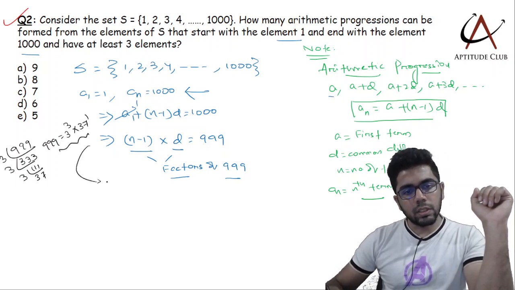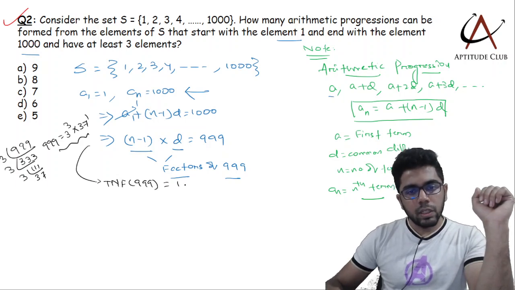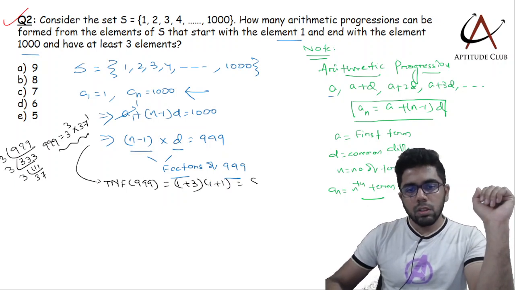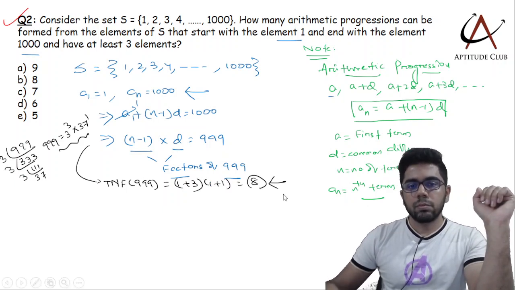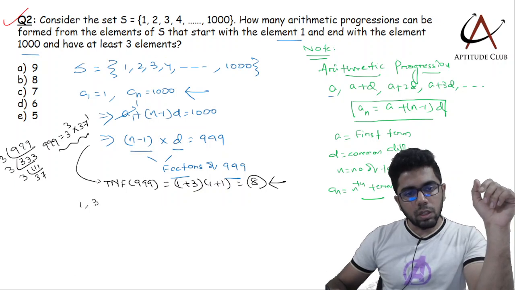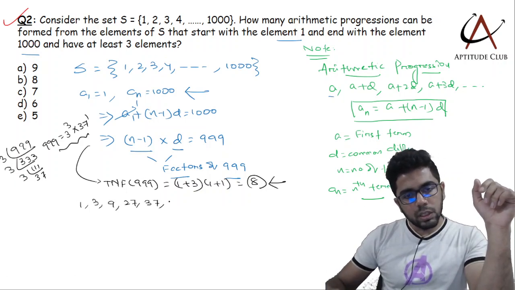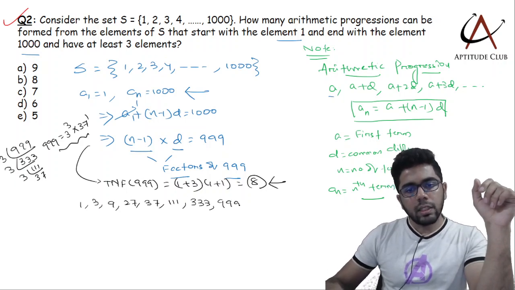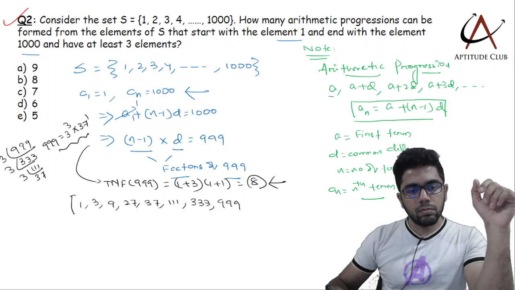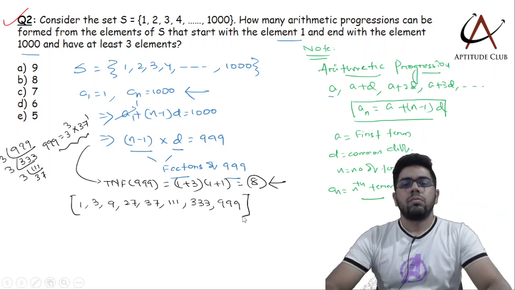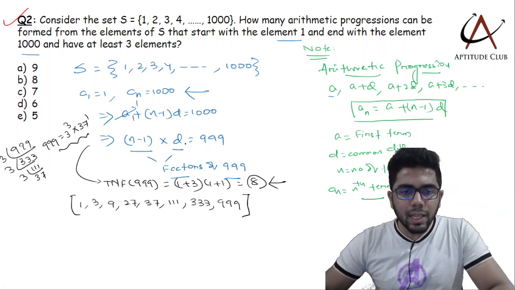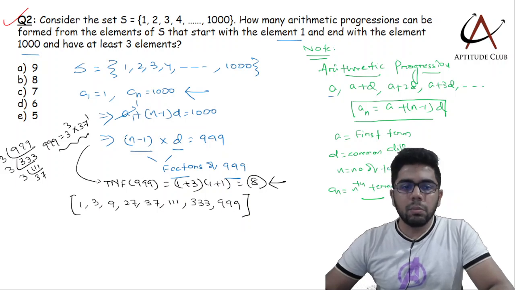So how many factors will it have? Total number of factors of 999 is like 1 plus 3 into 1 plus 1. So you get 8 factors. If you want to write these 8 factors, they are 1, 3, 9, 27, 37, 111, 333 and 999. So that means d can be any of these 8 numbers and n minus 1 can be any of these 8 numbers.